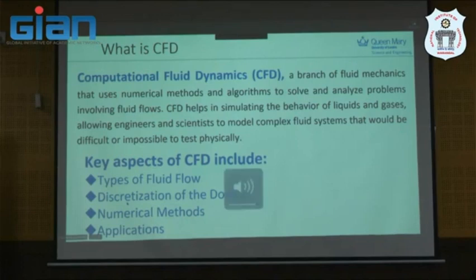Let's continue. What is CFD? We know that CFD is short for computational fluid dynamics. It's a branch of fluid mechanics. It's a numerical method to solve and analyze problems involving fluid flow. And I think the key aspects of CFD include four parts.